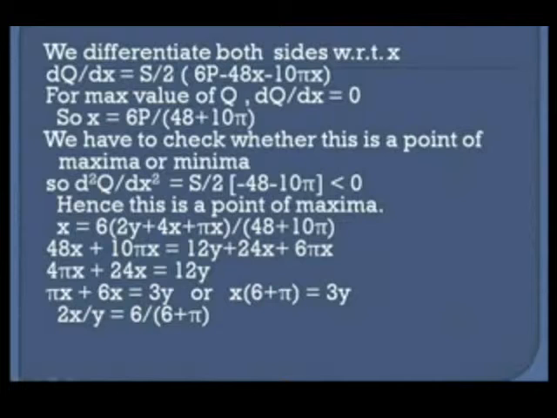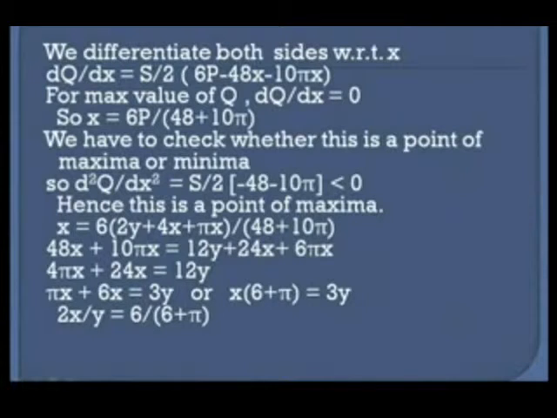Now we substitute the value of p to get x equal to 6 into 2y plus 4x plus pi x divided by 48 plus 10 pi. Bring this term to this side and get 48x plus 10 times pi x equal to 12y plus 24x plus 6 pi into x. This further reduces to 4 pi into x plus 24x equal to 12y, or pi x plus 6x equal to 3y. We take x as common and get x into 6 plus pi equal to 3y, or 2x by y equal to 6 by 6 plus pi.